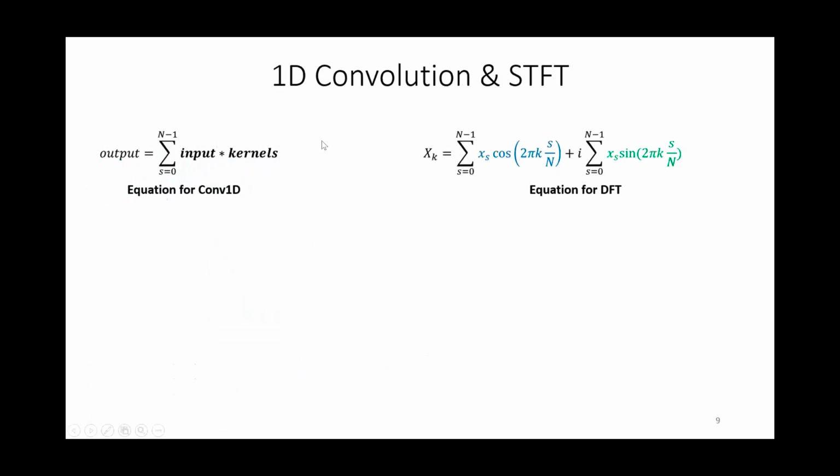If we compare the equation for short-time Fourier transform and the equation for a 1D convolutional network, we can see some similarity here. Let's take a look at the 1D convolutional neural network. It consists of input and kernel. And for STFT, you can see the format is the same. We have an input X and also a cosine kernel. The only difference is that we have two components. The first component is the real part. The second component is the imaginary part. That means we can break down STFT into two 1D convolutional networks.